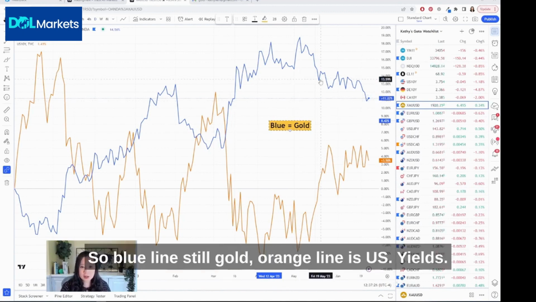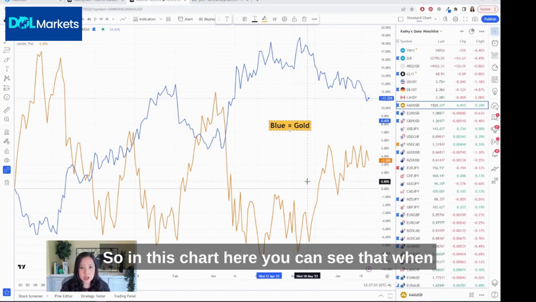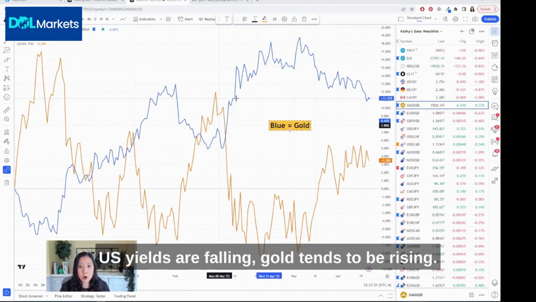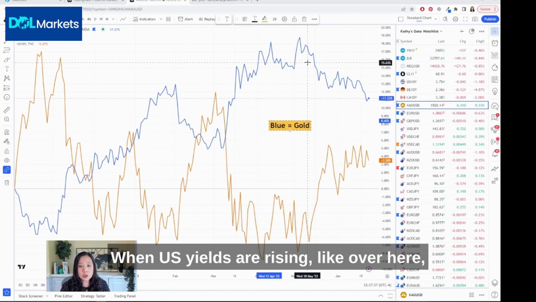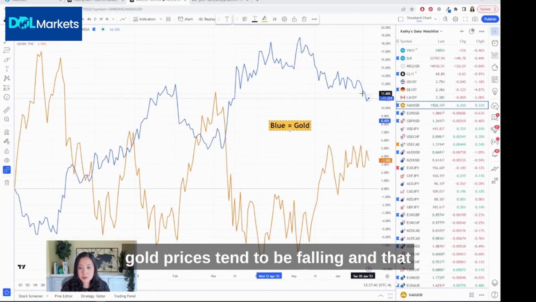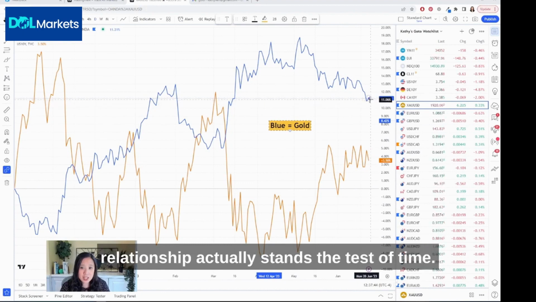So blue line, still gold. Orange line is US yields. So in this chart here, you can see that when US yields are falling, gold tends to be rising. When US yields are rising, like over here, gold prices tend to be falling. And that relationship actually stands the test of time.